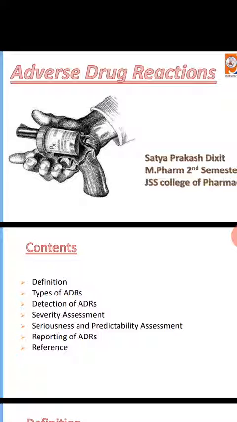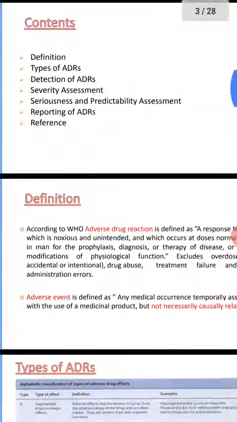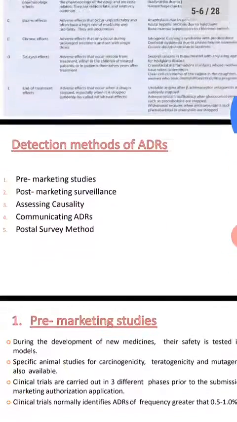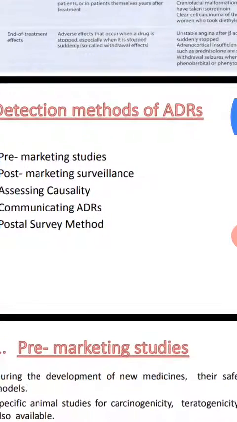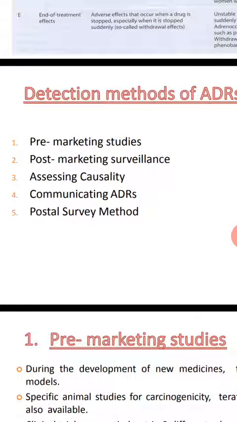It also covers assessment of severity, assessment of seriousness, assessment of predictability, and reporting of ADR. We already discussed reporting of ADR. So today's lesson is about how we are going to detect the ADR. These are the five types of ADR detection methods available: pre-marketing studies, post-marketing surveillance, assessing causality, communicating ADR, and post-survey method. These all come under detection of ADR.